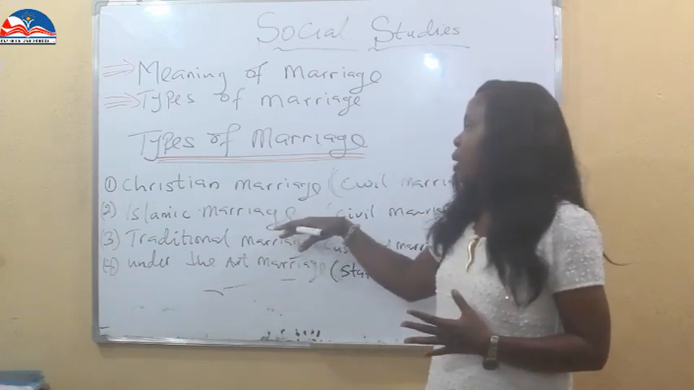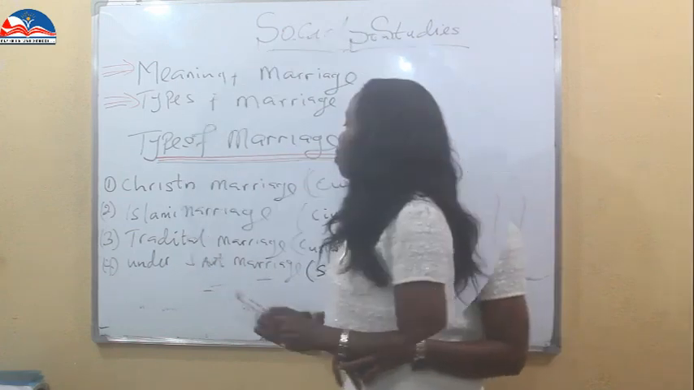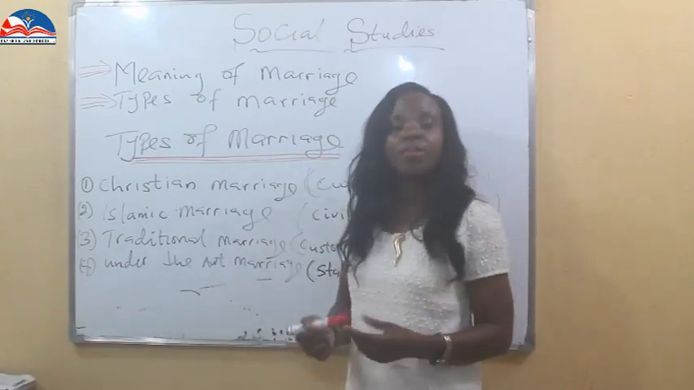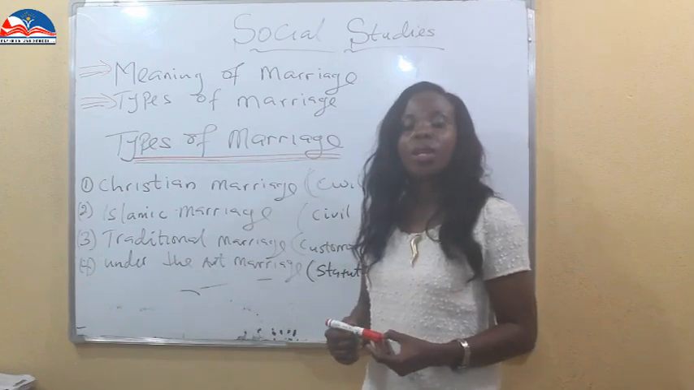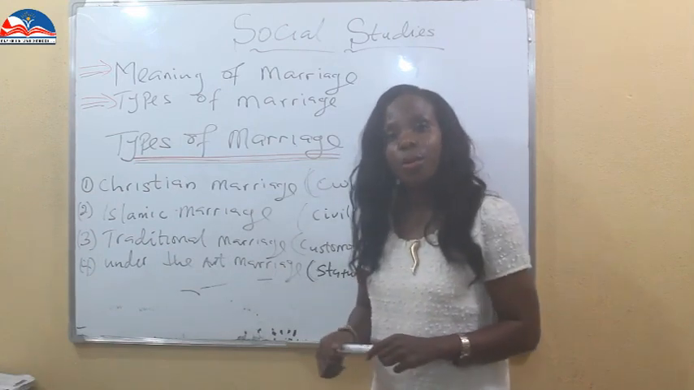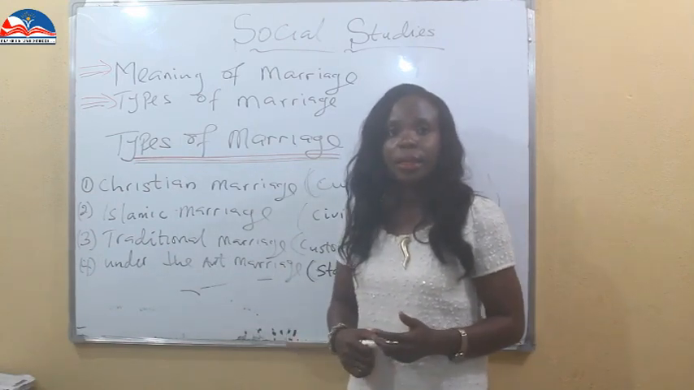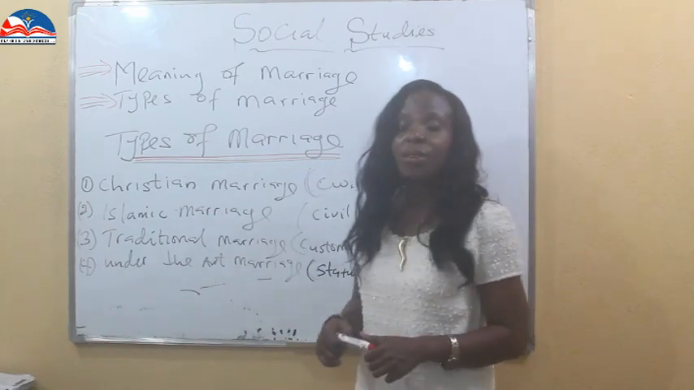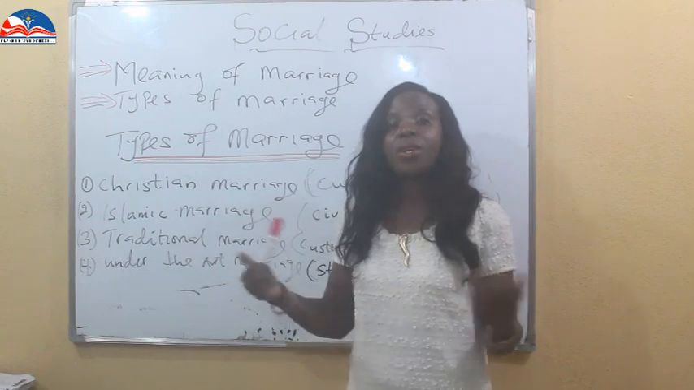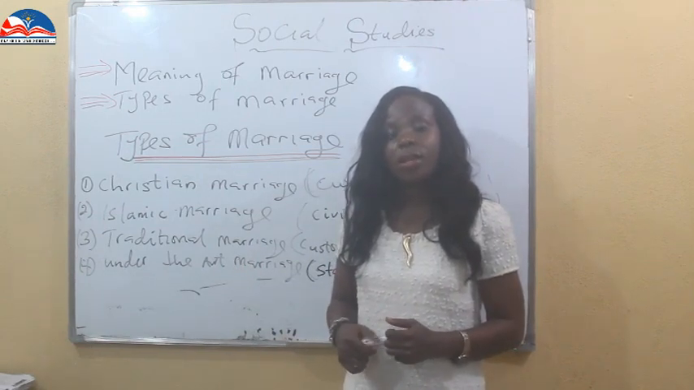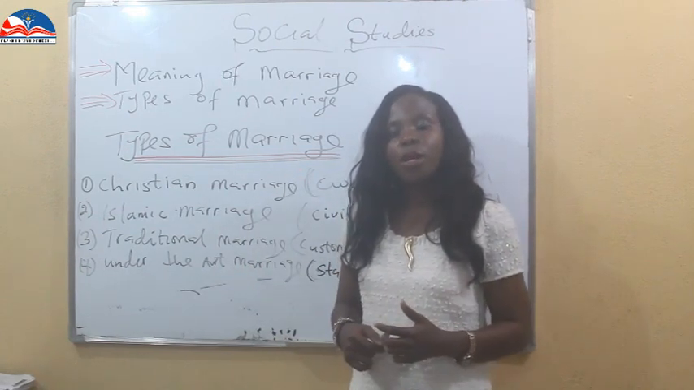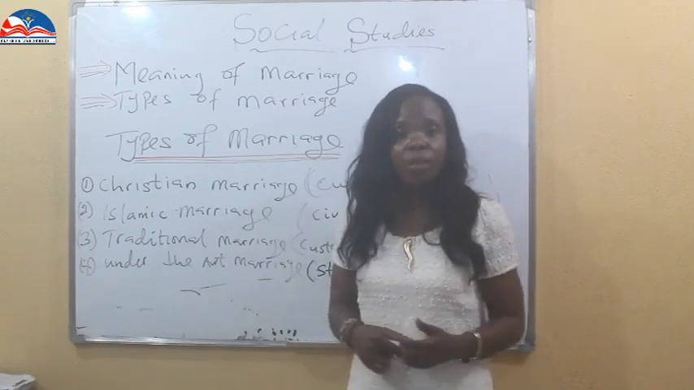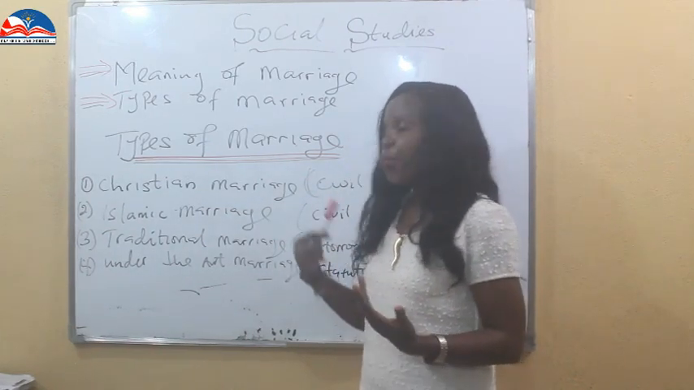Now we go to Islamic marriage. Type of marriage, the Islamic marriage. This is a form of marriage that is performed under the Islamic law. And most times we consider it civil marriage because they have their Islamic courts. They have their form of marriage registration too. They issue certificates of marriage.